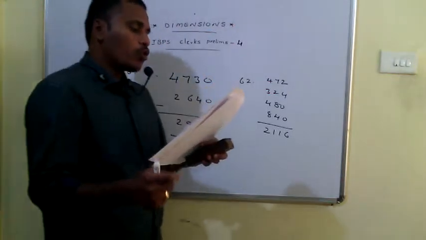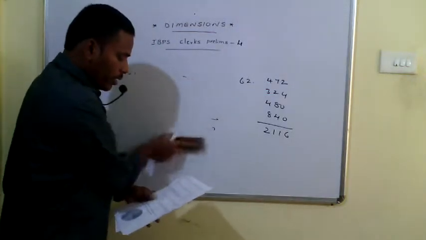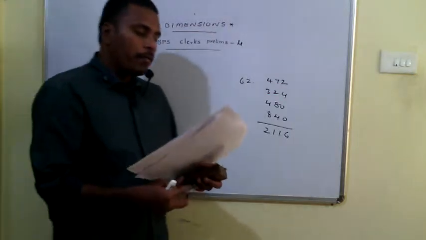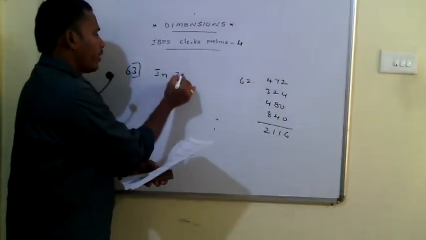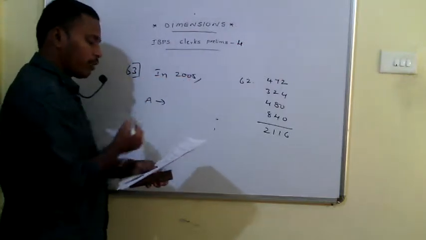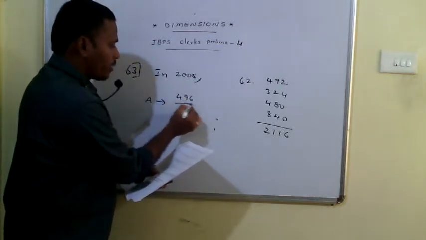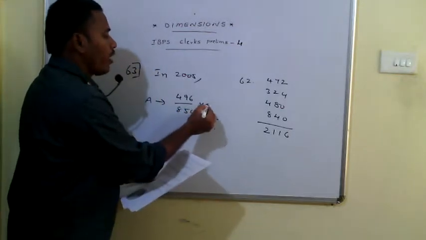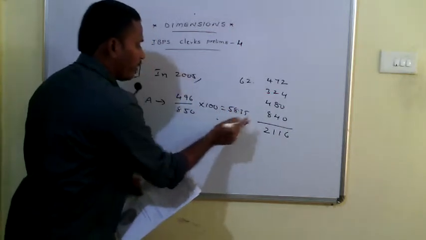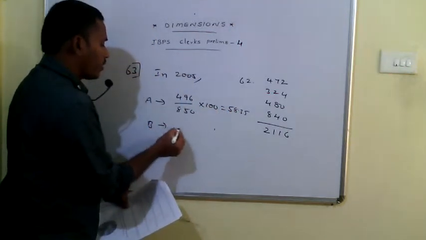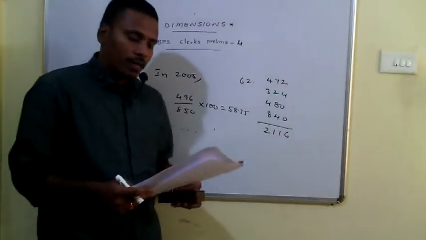For which of the following schools is the percentage of students passed among those who appeared for the exam minimum in the year 2005? In the year 2005, we need to calculate the pass percentage of each and every school. For A, the passed candidates are 496, whereas the appeared candidates are 850. Into 100 will give us the percentage, which is approximately 58.35. Likewise, you can calculate the percentages for the remaining schools, and if you observe, the percentage value for school B is minimum, and that was your answer.